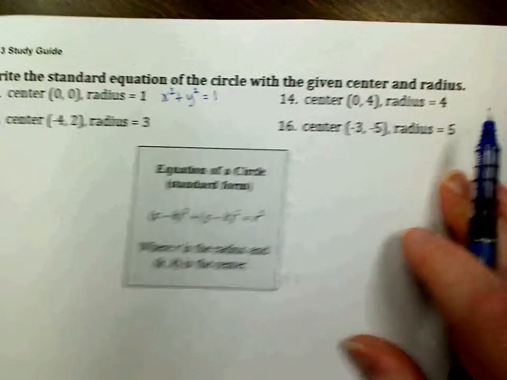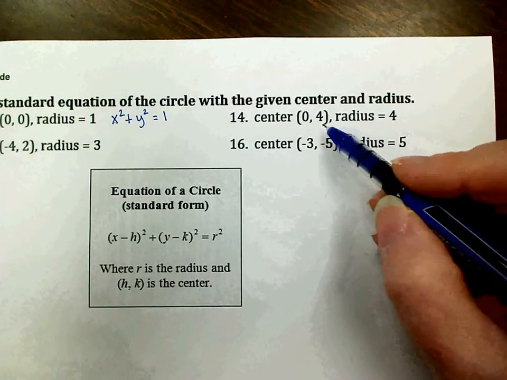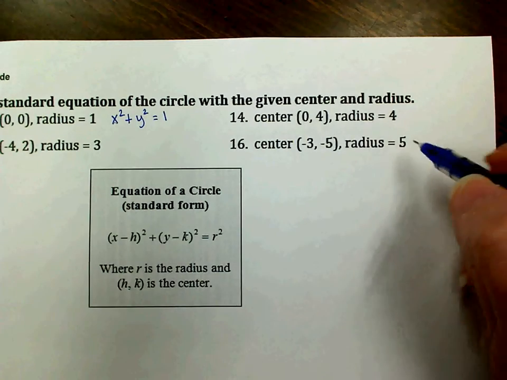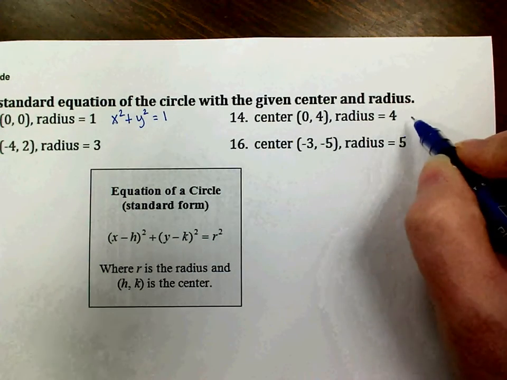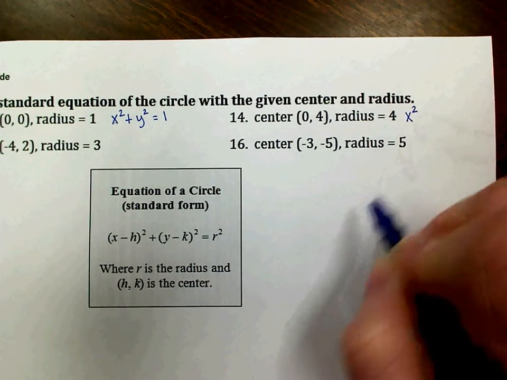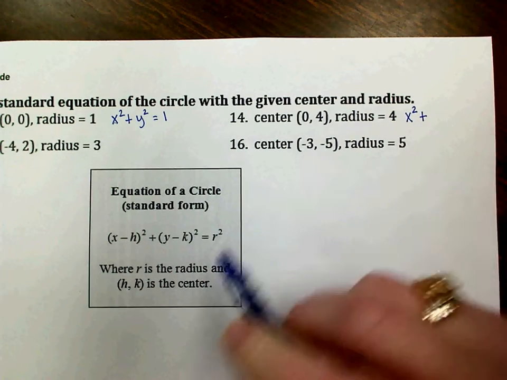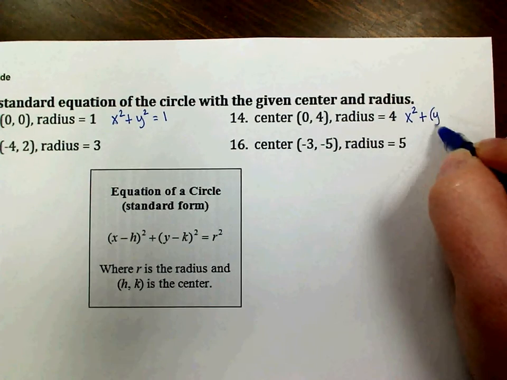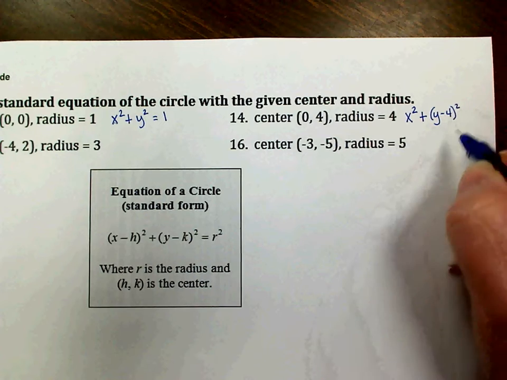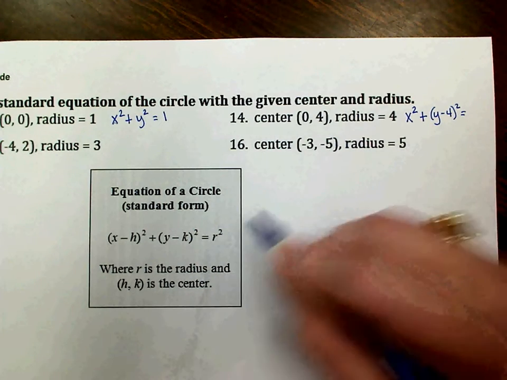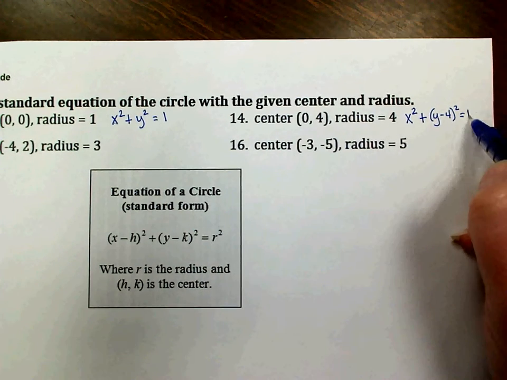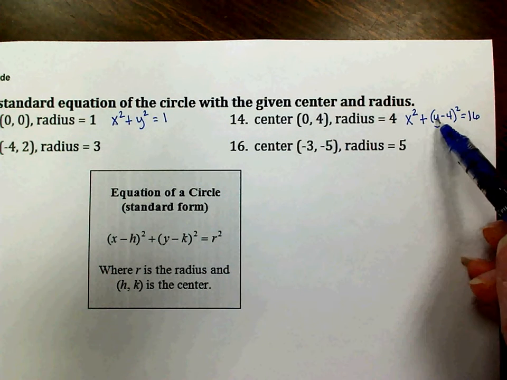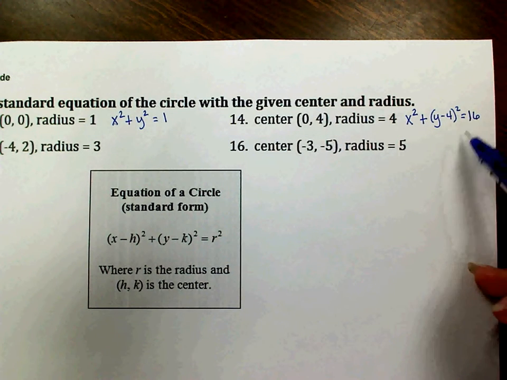Number 14, the center is 0, 4. So when we do x minus h, x minus 0 is still just x. So that would be x squared plus y minus k, y minus 4. And don't forget to square that, equaling the radius squared. So 4 squared is 16. So the equation would be x squared plus y minus 4 squared equals 16.